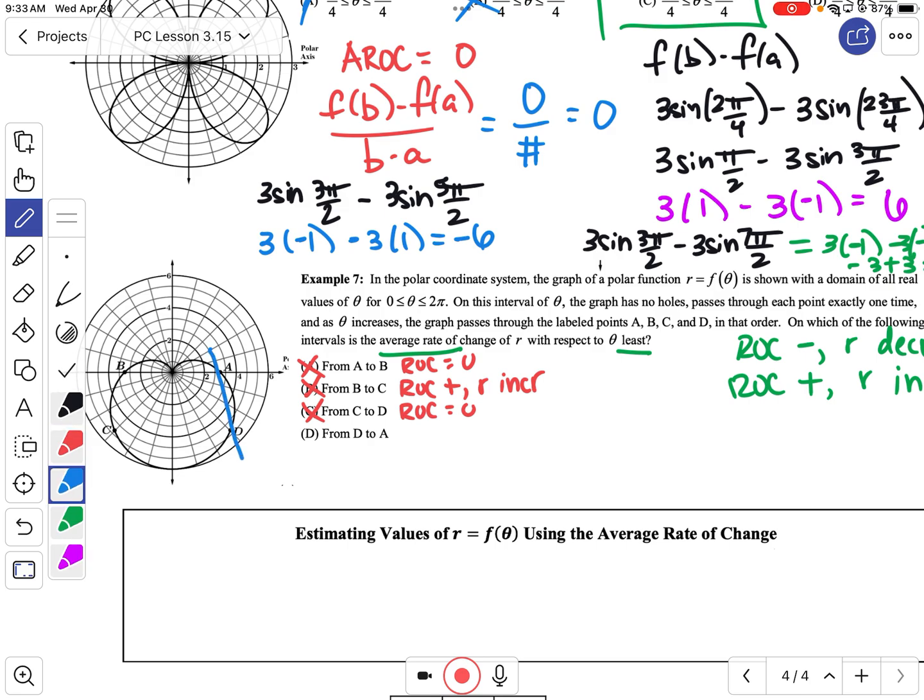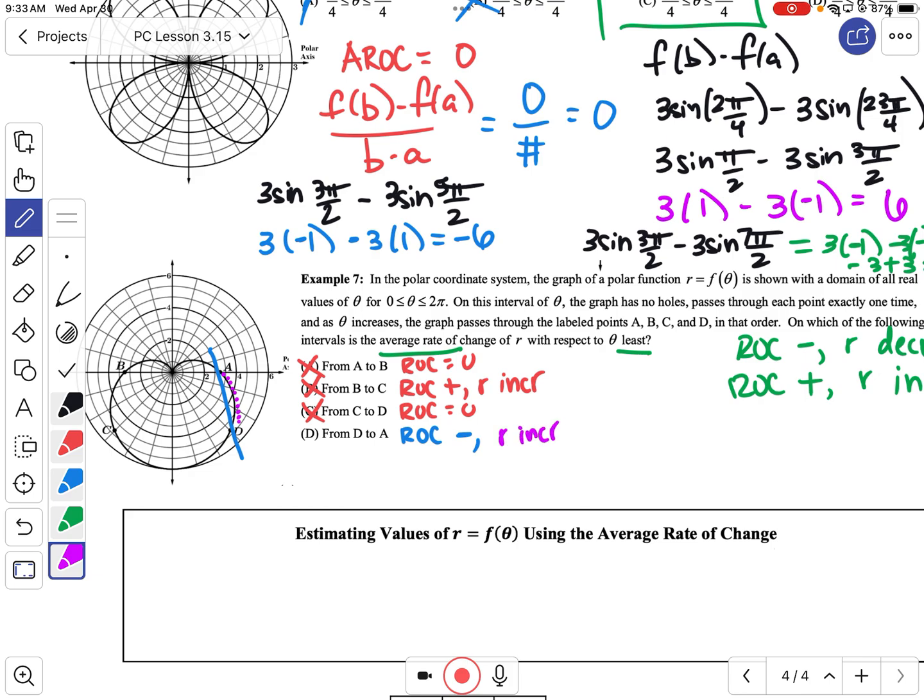So from A to D, what's true about your slope? It's negative. Okay, so the slope is negative. We're just looking at whether the slope is positive or negative. Now look at your radius. In other words, is the polar graph getting bigger or smaller? It's getting bigger, so it's increasing.